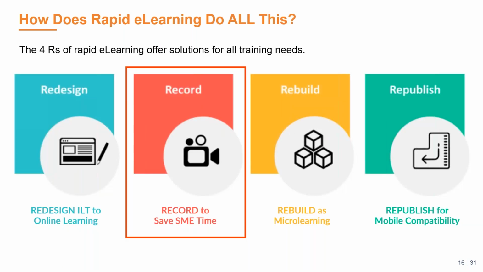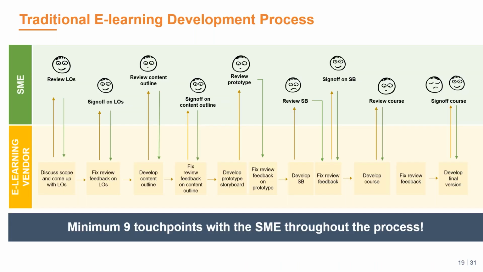Now, coming to the second R, which is the record option, I think all of us have faced the pressure of having to roll out training very quickly, and there really isn't that much time sometimes to go in for a full-fledged e-learning program. So how do we do this? What is the best option available when you have very quick updates or quick trainings to roll out? With the traditional e-learning development process, there are a minimum of 9 touch points with the SME throughout the process.